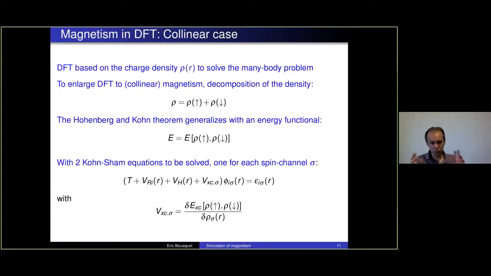And then there are two possibilities. The first possibility is what we call collinear magnetism. In collinear magnetism, the trick to implement that into the DFT is to suppose that the electronic density rho can be decomposed into the density of the electrons with spin up, rho up, plus the density of the electrons with spin down.